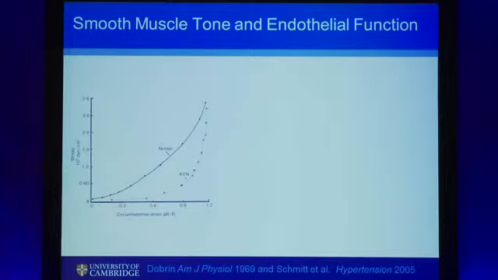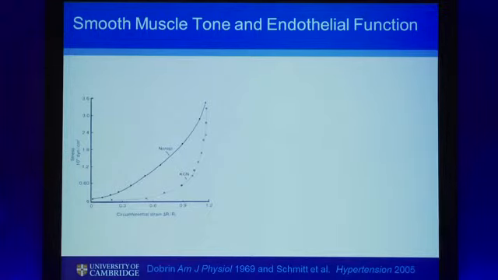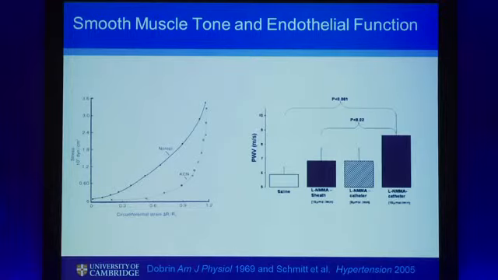And it's been known for about 40 years that if you change the tone of smooth muscle cells, either poisoning with potassium cyanide or vasoconstricting with noradrenaline, you change the relationship between stress and strain. And what that basically means is you change the stiffness of the blood vessels.